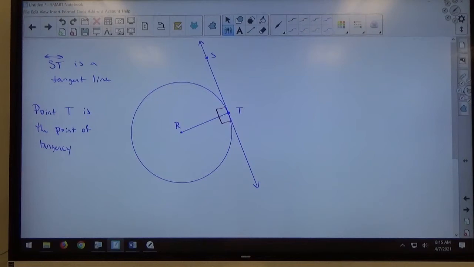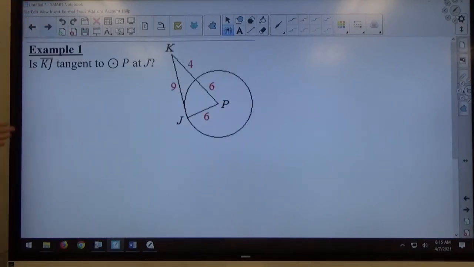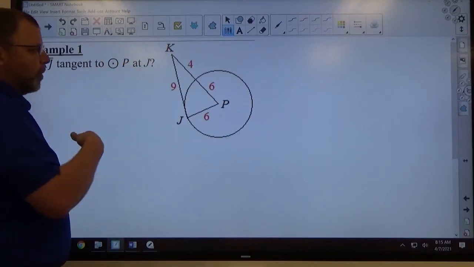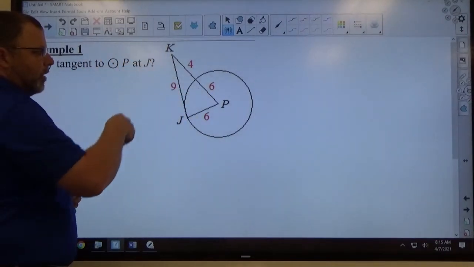So quite often the test to see whether something is tangent to a circle or not comes down to the angle measures. If we see right angles, we know it's tangent. If we don't see right angles, we know it's not tangent. So when we look at example 1, we have this picture drawn. They're asking if KJ is tangent to circle P at point J. They've given us some numbers here to represent the lengths of the sides of this triangle.